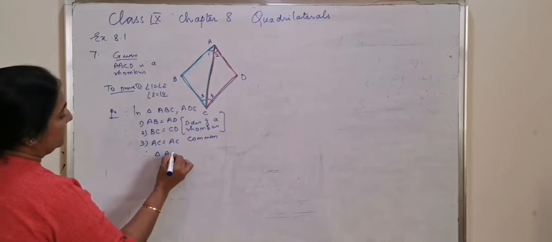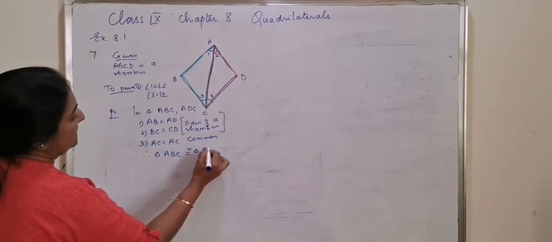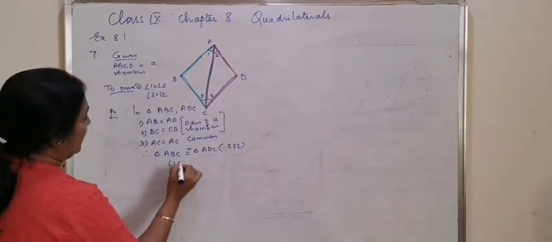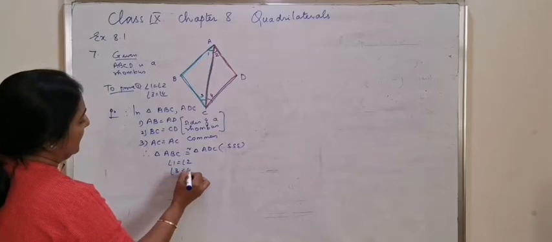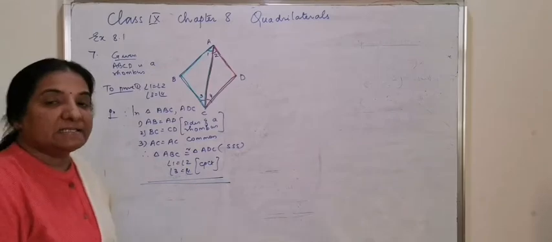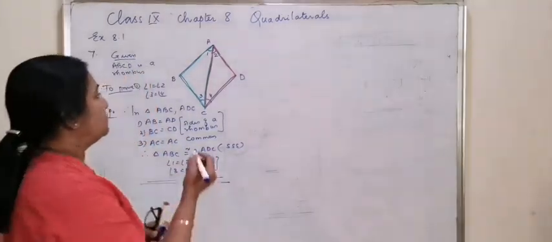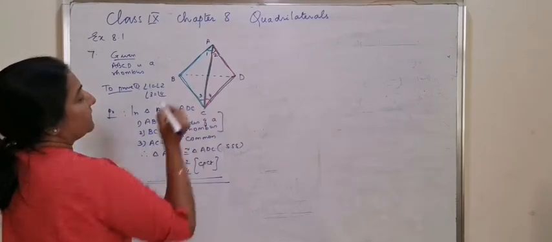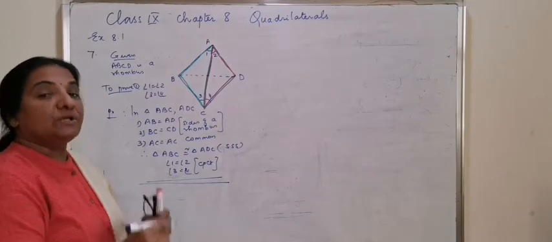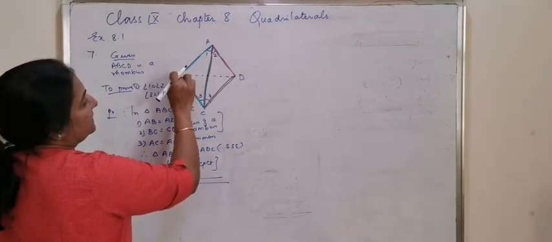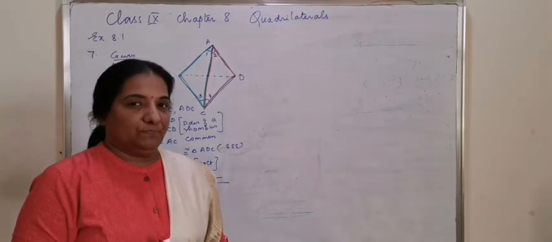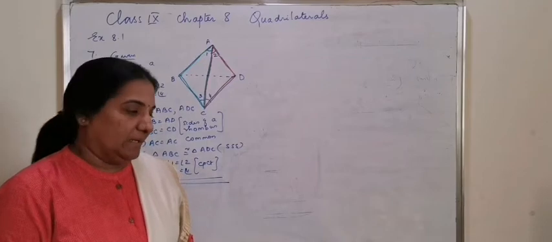Therefore, triangle ABC is congruent to triangle ADC by SSS congruency, or angle 1 is equal to angle 2 as well as angle 3 is equal to angle 4. Both will be as CPCT. Similarly, if you join BD and prove triangle ABD and triangle CBD are congruent, you will be able to prove that this diagonal BD bisects angle B and angle D also. So you can proceed in the same way.